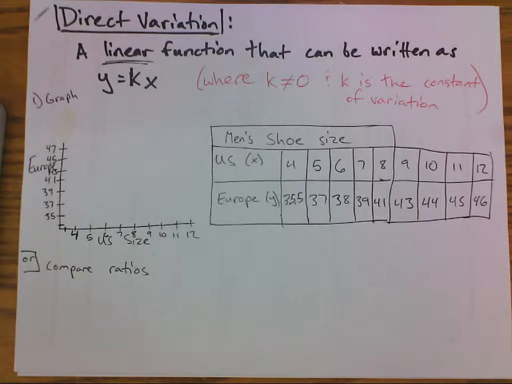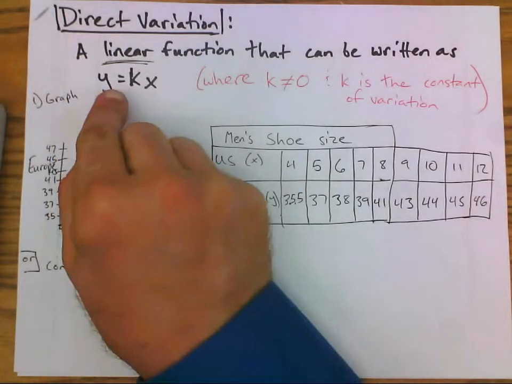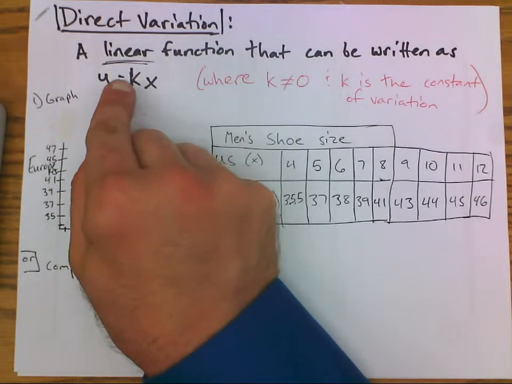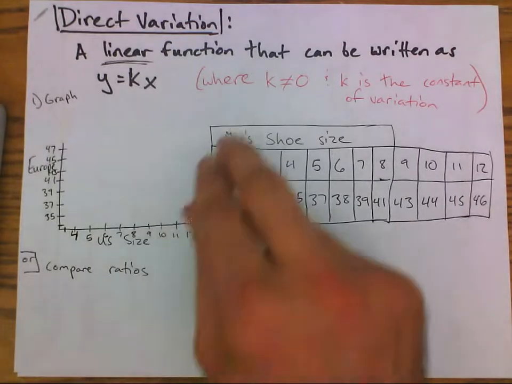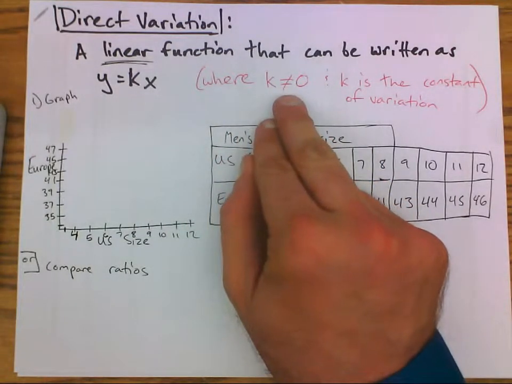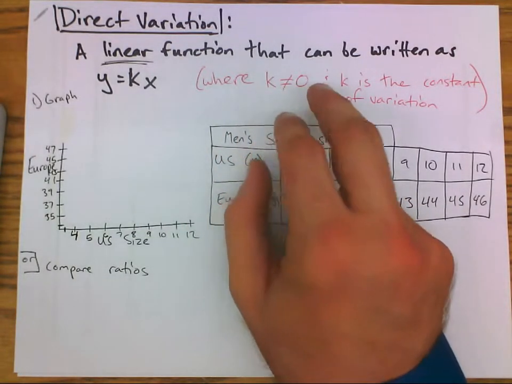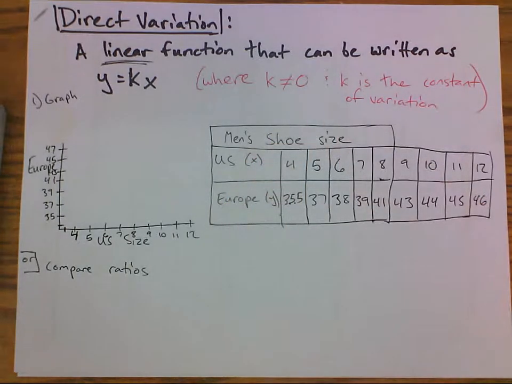Today's lesson is on direct variation. Direct variation is a linear function that can be written in the formula y equals k times x, where k is not equal to 0. If we don't remember, k is the constant of variation.